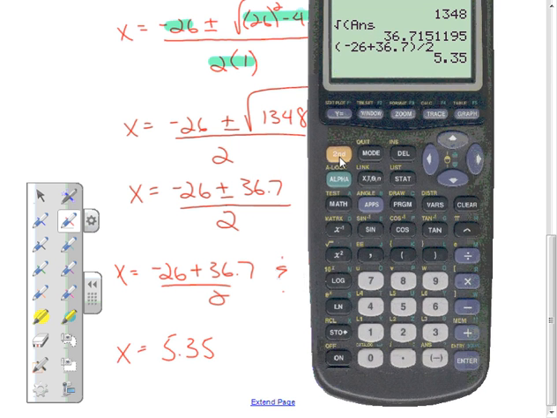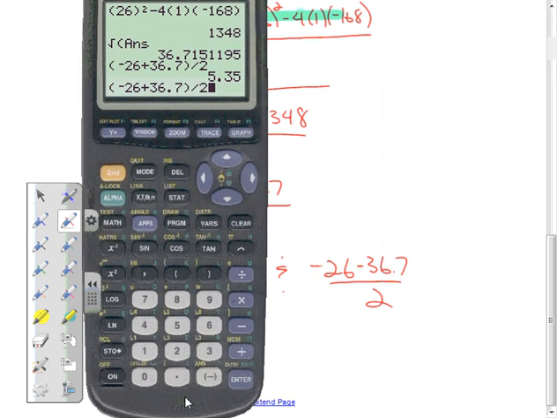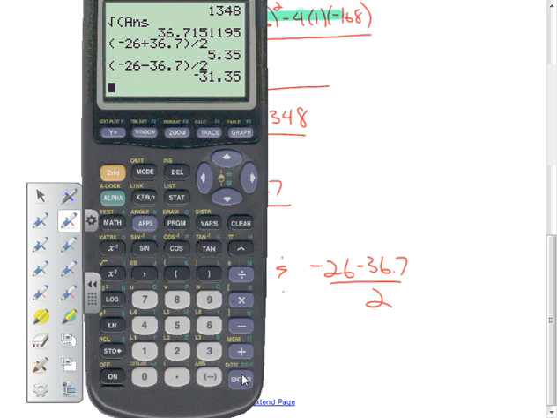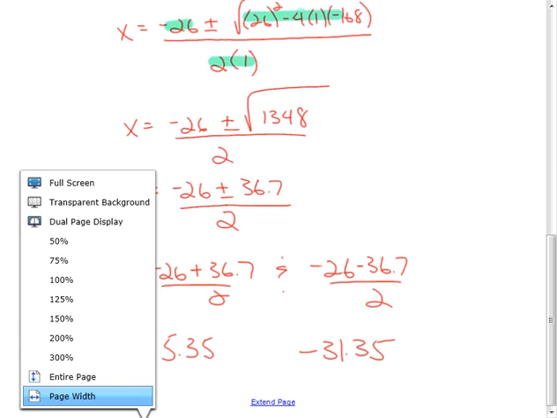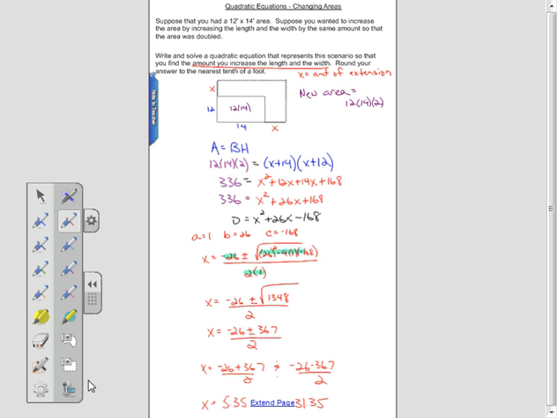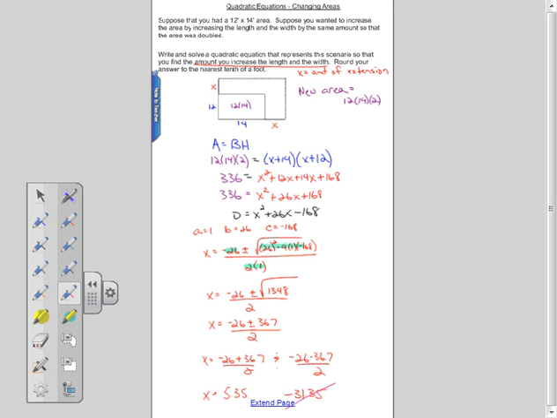And my second answer, just by hitting second enter, is to go back and change the plus to a minus and get negative 31.35. Okay? And then I've got to apply some logic here. If we've said that x is the amount of extension, the notion of it being a negative number makes no sense. So we'll cross that number out. It says to round to the nearest tenth of a foot. So this would make our answer x equals 5.4.